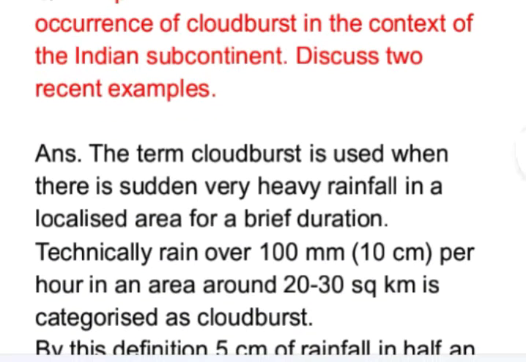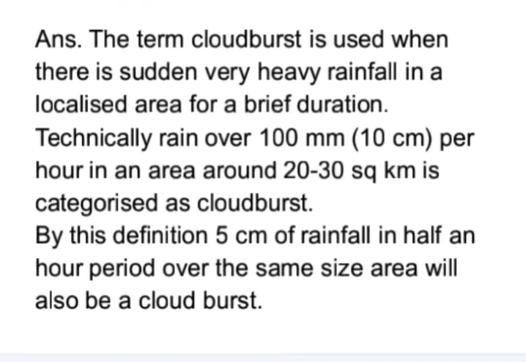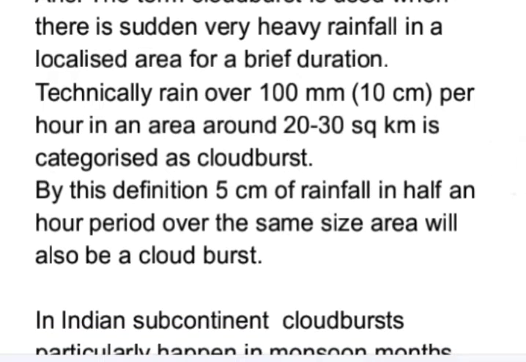The term cloudburst is used when there is sudden very heavy rainfall in a localized area for a brief duration. Technically, rain over 100 mm per hour, or say 10 cm per hour, in an area around 20 to 30 square kilometer is categorized as cloudburst. By this definition, 5 cm of rainfall in half an hour period over the same size area will also be a cloudburst.